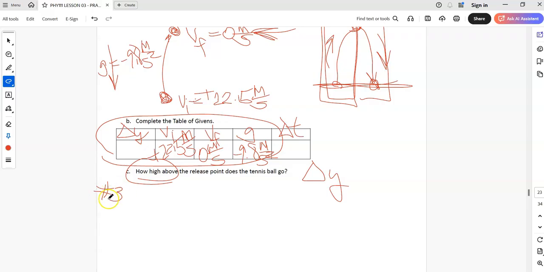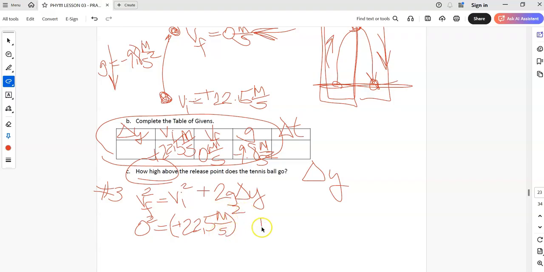Number 3 is VF squared equals VI squared plus 2 times G times the displacement. The displacement is vertical. So now we plug our numbers in. Our final velocity is 0. Well, that's easy to square. Our initial velocity is plus 22.5 meters per second. Don't forget to square that.